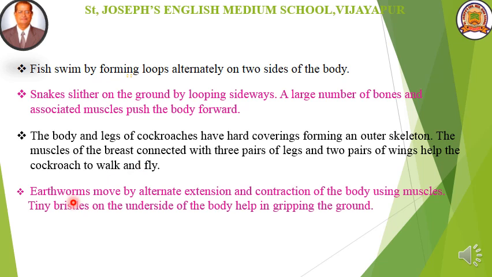Earthworms move by alternate extension and contraction of the body using muscles. Tiny bristles on the underside of the body help in gripping the ground. In earthworms, bristles play an important role in holding a grip on the ground. Snails move with the help of a muscular foot.